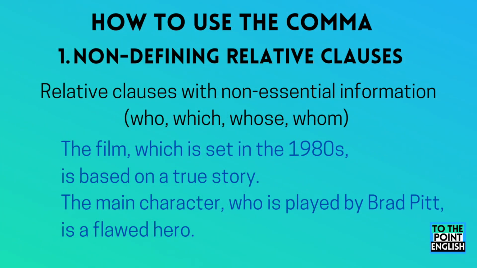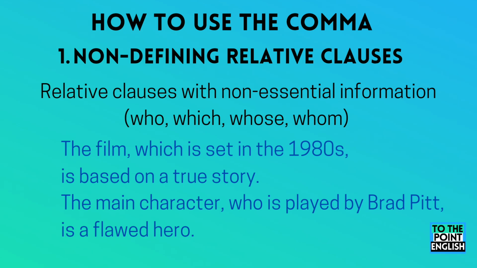So we need to use commas in non-defining relative clauses. Now don't worry too much about the terminology, that's not so important. The examples should make it clear how and where and why we use commas. So it's with relative clauses with non-essential information and with these words, who, which, whose and whom. So here we have two examples. The film, which is set in the 1980s, is based on a true story.